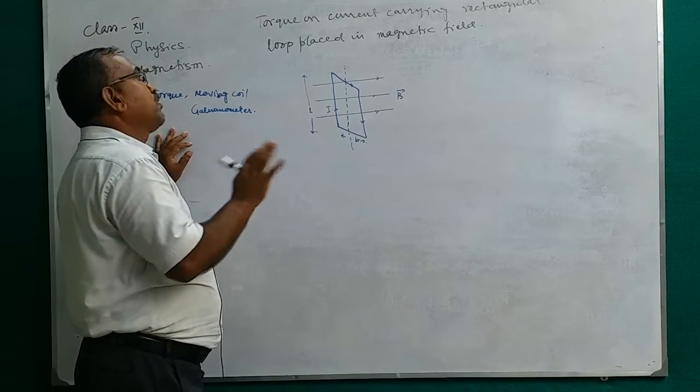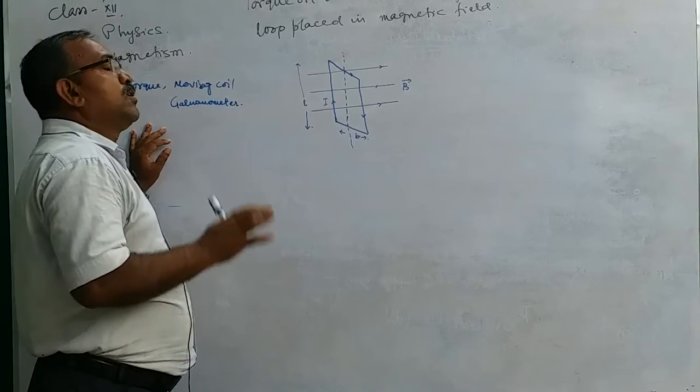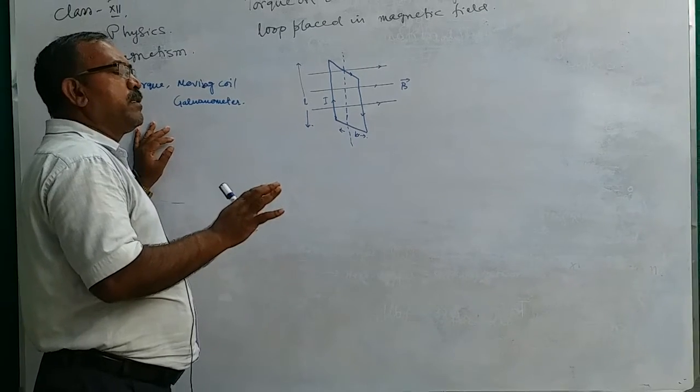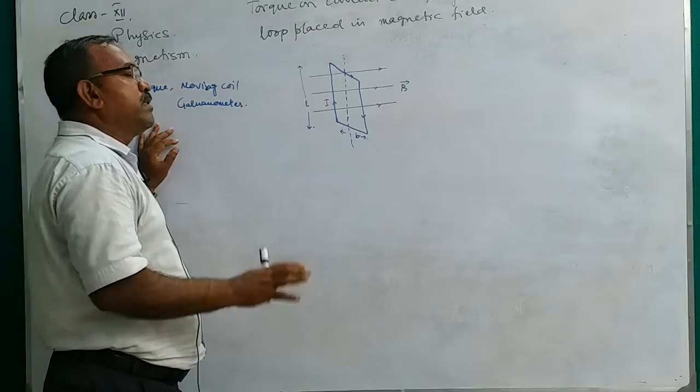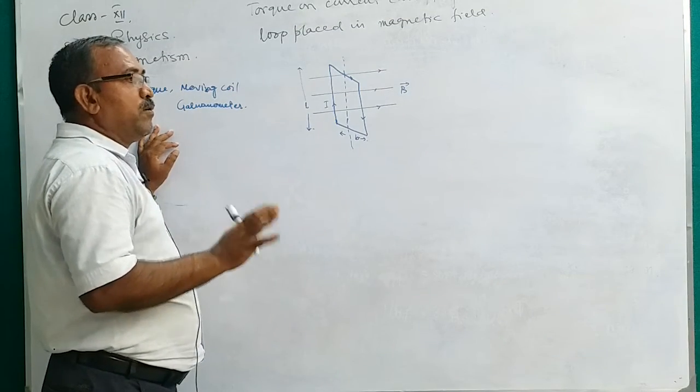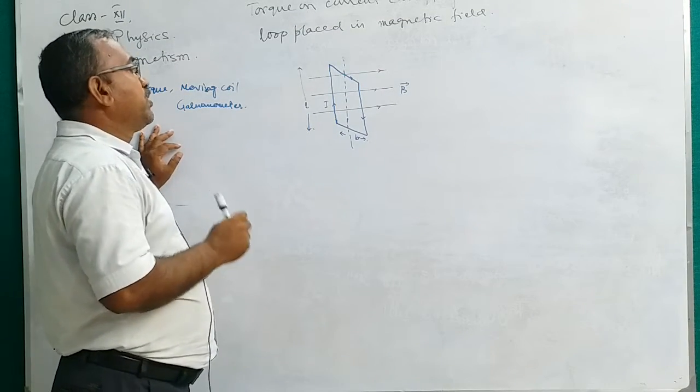So you find out the torque. Torque, you know it from your 11th class, is equal to force into the perpendicular distance between them, that means F into D. Okay, my dear student, you check here.